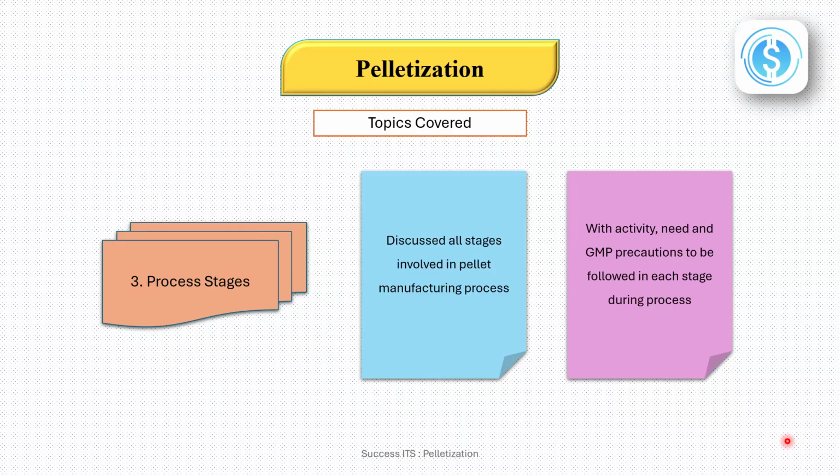Along with the manufacturing activities, we will explain the important in-process checks and quality checkpoints that help to ensure the pellets meet the required specifications before moving to the next stage. By understanding each stage of the process, you will gain a clear picture of how raw materials are converted into high quality pharmaceutical pellets through a systematic and controlled manufacturing process.